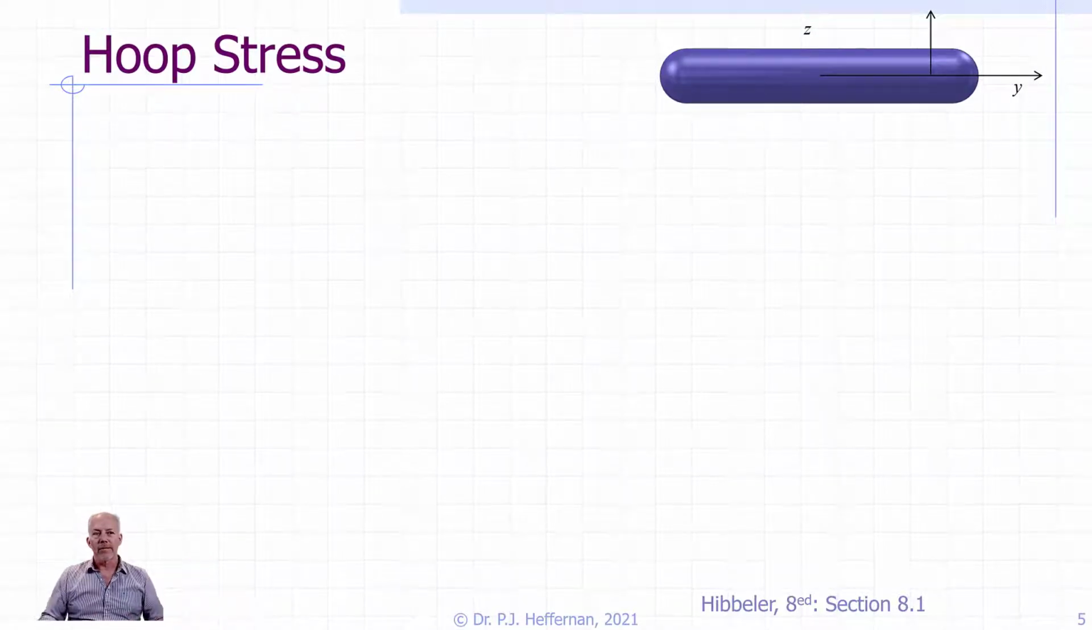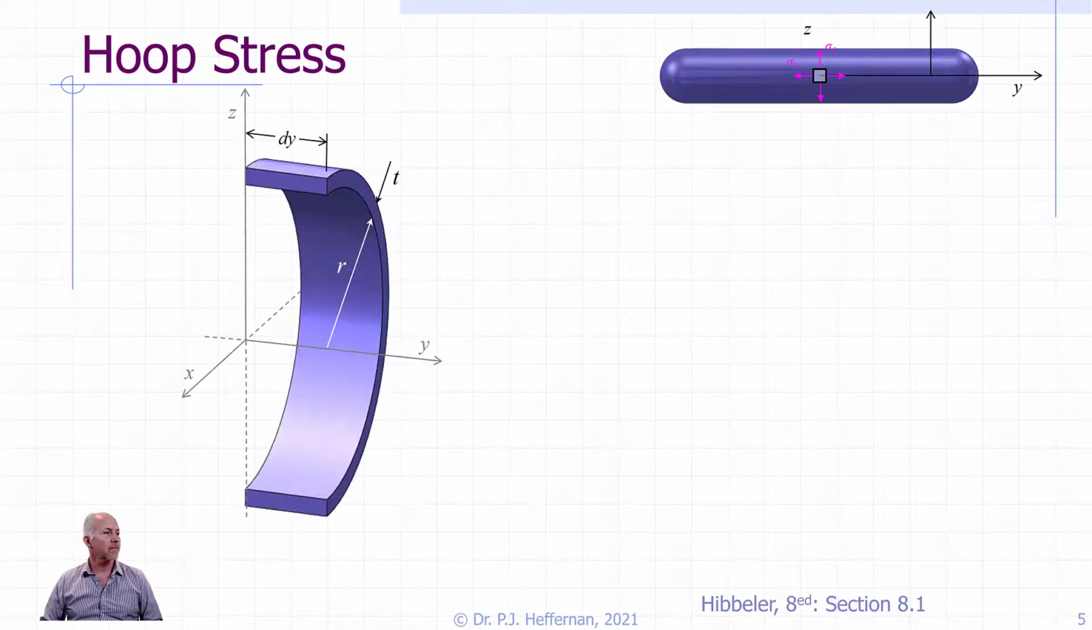And so here we simplify it down. We create a cylinder and we show sigma 1 and sigma 2. In this case, we don't have symmetry, so we don't know if they're going to be equal or not. And we're going to start by looking at sigma 1, or the hoop stress.